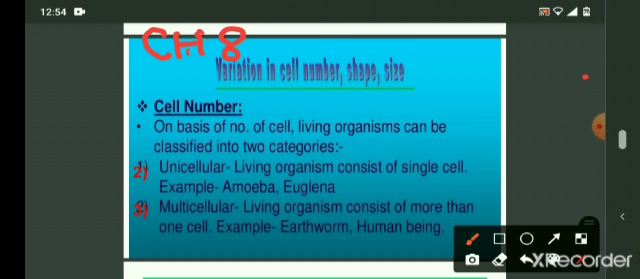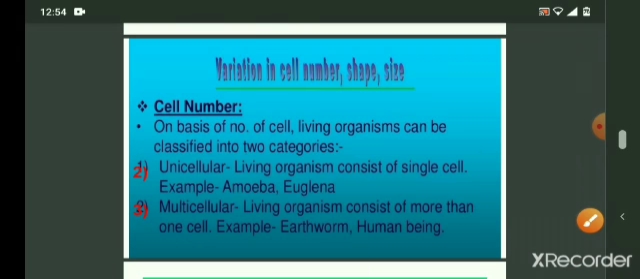As you can see, all organisms do not have the same number of cells in their body. Some organisms are unicellular, having one cell, whereas certain organisms are multicellular, having more than one cell. Examples of unicellular are amoeba, euglena, whereas multicellular are earthworm, plants, human beings, animals. All these are single-celled.